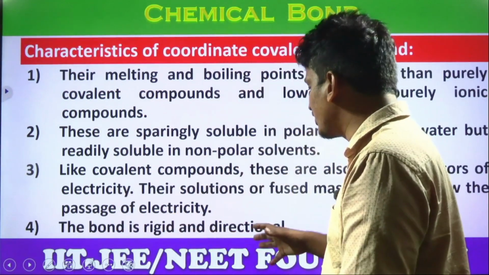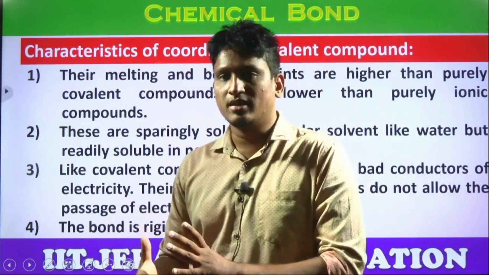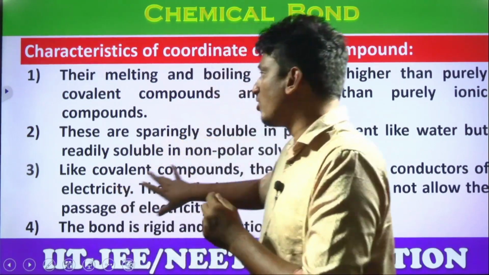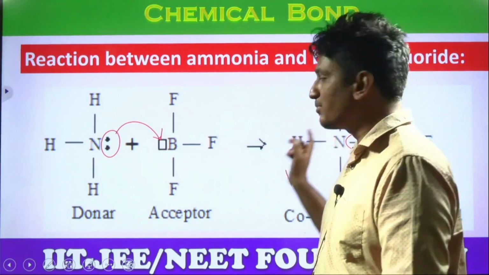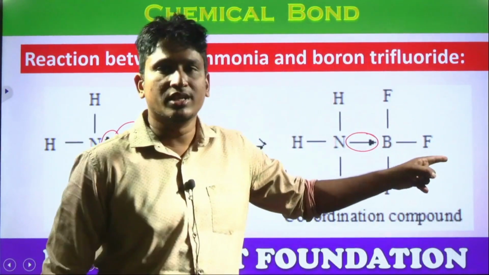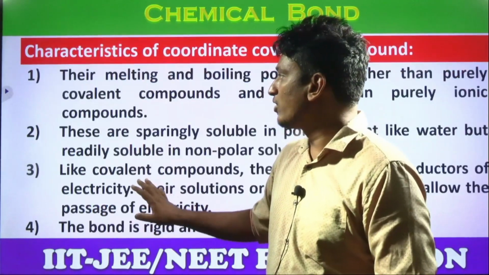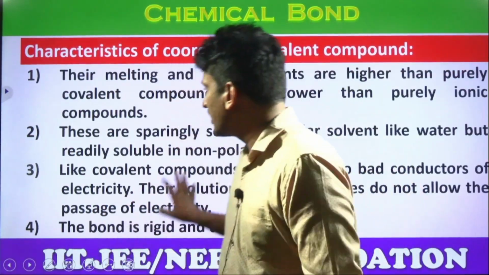The bond is rigid and directional. That means not flexible, and it is very directional. Directional means we can represent where the bond is. Look at the previous examples: we are representing it or not? Here is the bond. Directional nature. Similarly, like covalent bonds, even coordinate covalent bonds also have a directional nature.